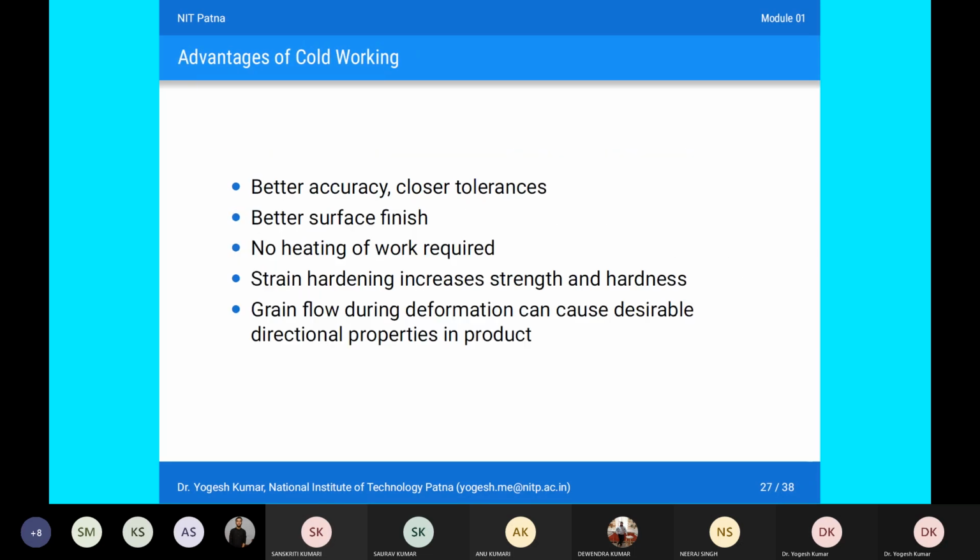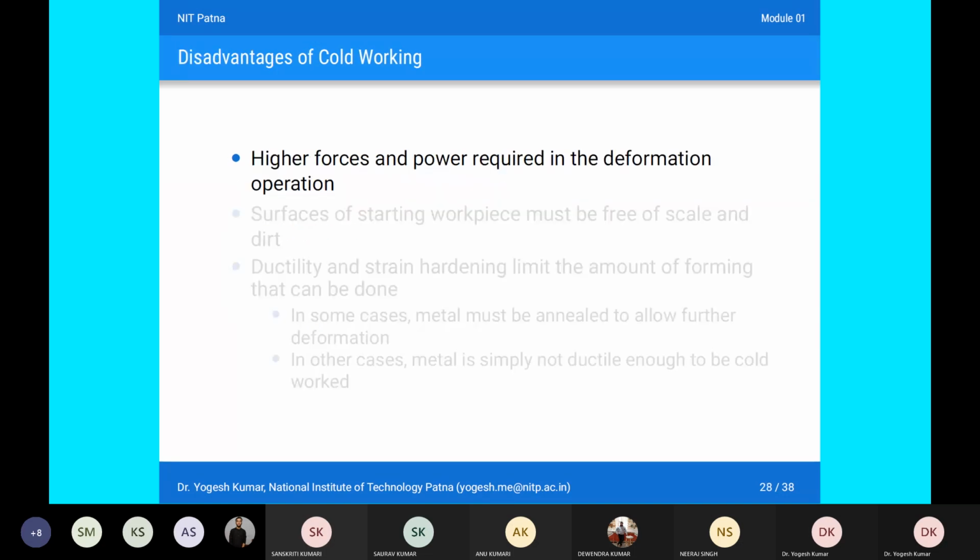Then besides the advantages, there are disadvantages also. Okay, so there are a few disadvantages of cold working process. In the case of cold working process, because we are conducting the operation at room temperature, obviously there is a higher requirement of forces as well as power. Okay, so if we compare these processes with hot working process, the force requirement may be quite less as compared to your cold working process. But in the cold working process, the force and power requirement is very high.